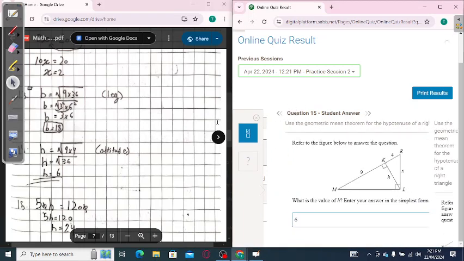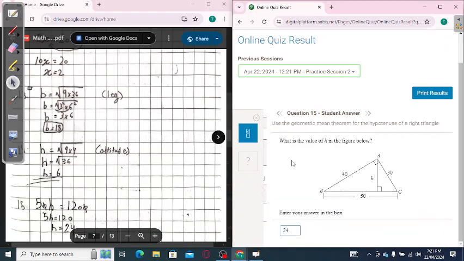And now we go on to question 15. Now here you have to know the geometric mean theorem for the hypotenuse.